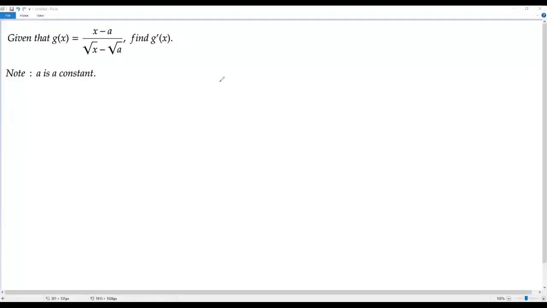Here we have a problem on derivative. There is a function g of x given over here. That is (x - a) over (square root of x - square root of a). We have to find g prime of x, that is the first derivative of this given function. And in the given function, this a is a constant. It is given over here.